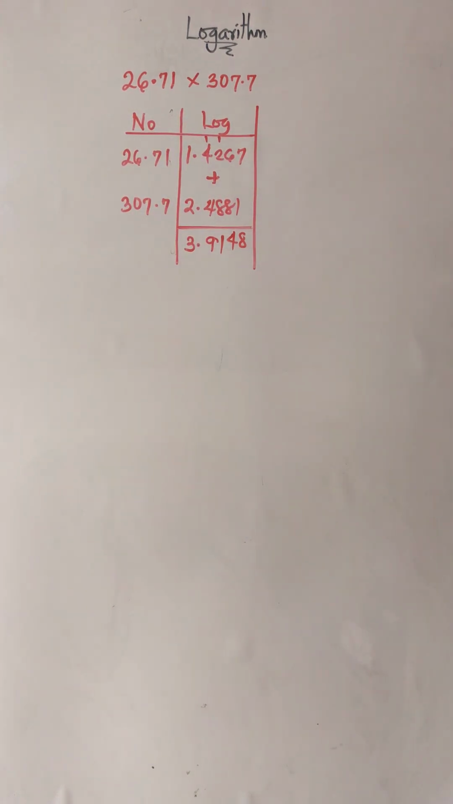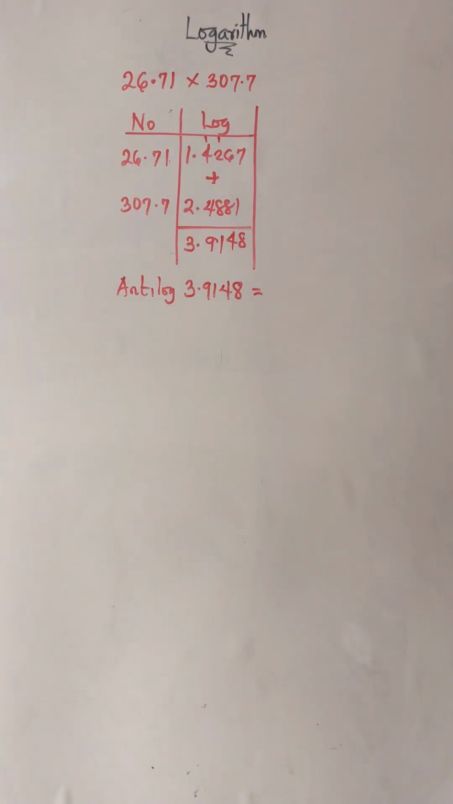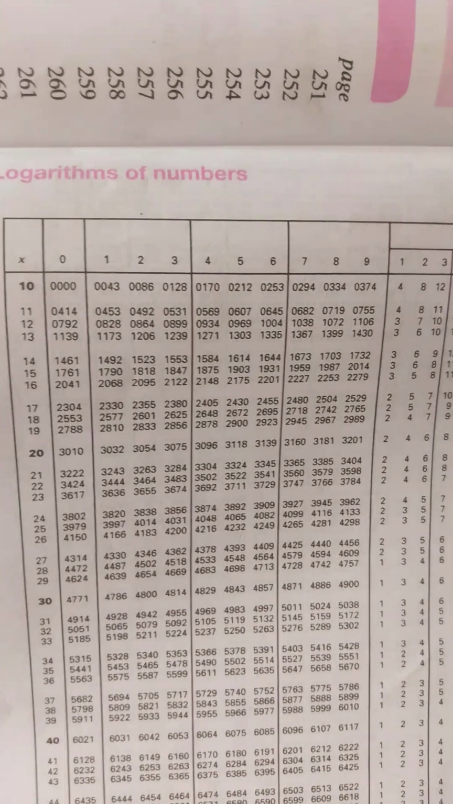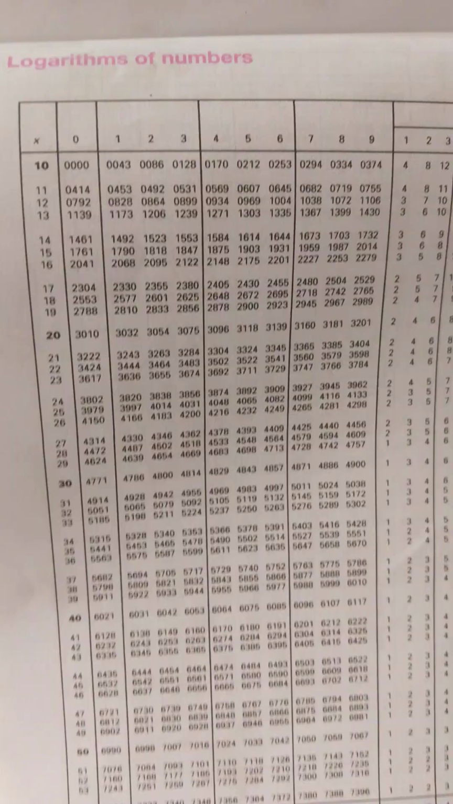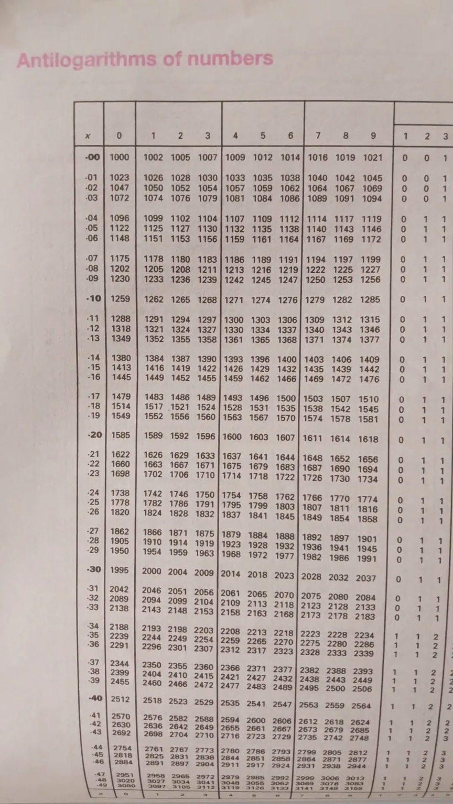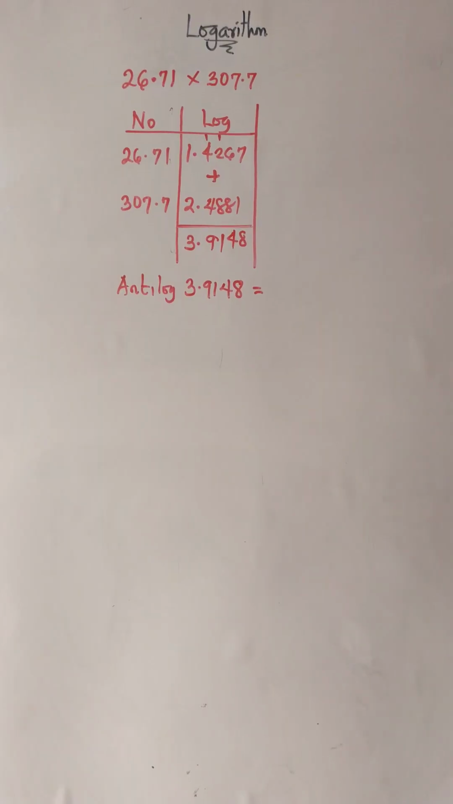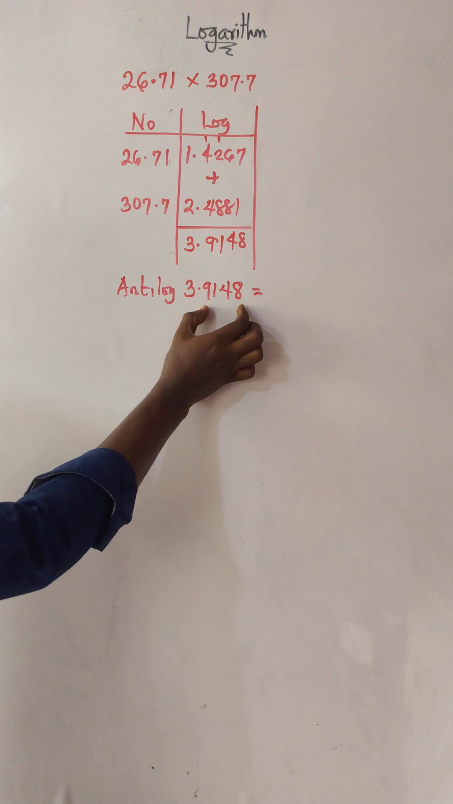So what happens? We have to return this to the original number by taking the antilog. So the antilog of this will give us the final answer to the question. So we need to go to the antilog table for this. This particular table is for logarithms of numbers. Let's not use antilog. This is for antilogarithm of numbers. And to look for the antilog, we focus on the mantissa, not the integer part.